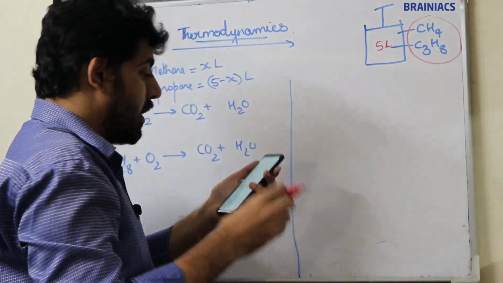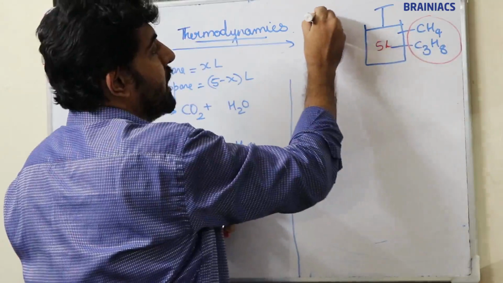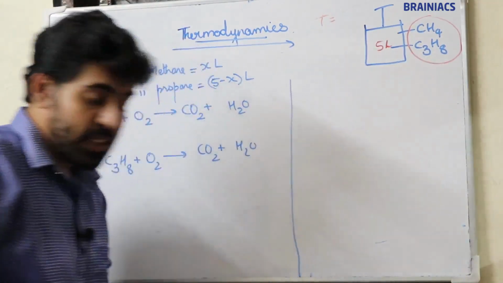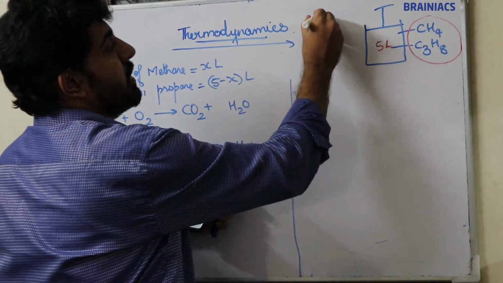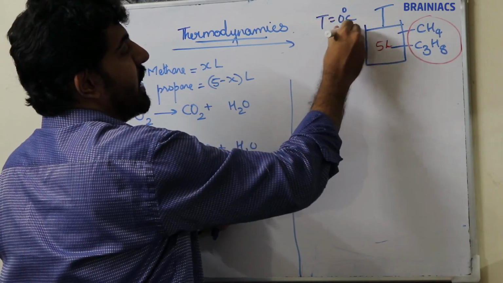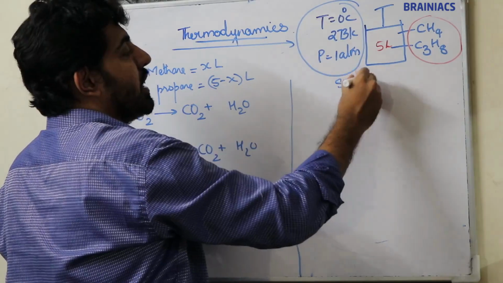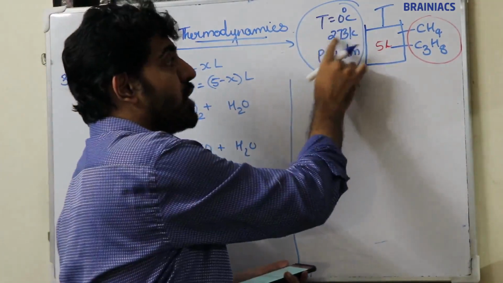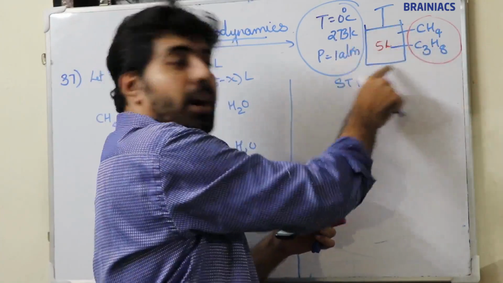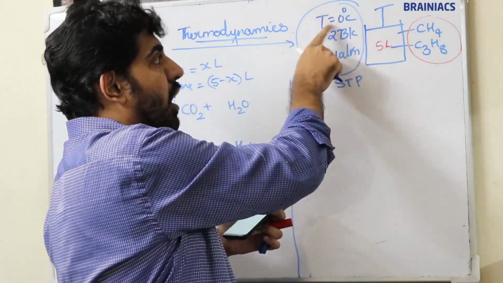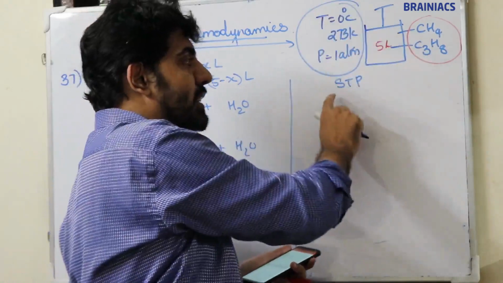Now it is perfectly combusted, burned in the presence of oxygen at a temperature of 0 degrees Celsius, which is equal to 273 Kelvin, and pressure of 1 atmosphere. You know this condition is known as STP, standard temperature and pressure. Temperature 273 Kelvin, pressure 1 atmosphere, that is the standard condition. So 5 liters of the mixture of methane and propane are combusted under 273 Kelvin and 1 atmosphere, the STP condition.